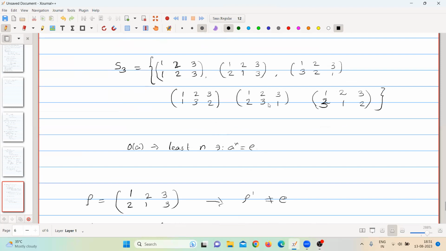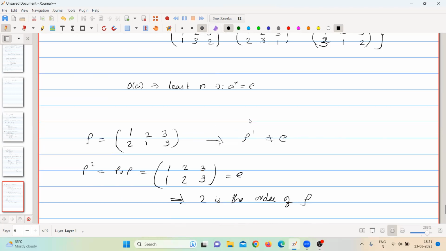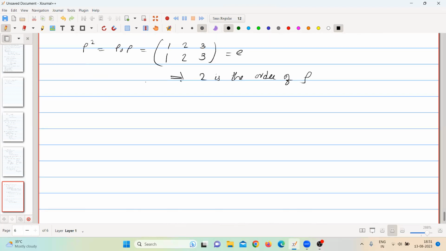Okay, for example, if I am taking this element, suppose sigma equals (1 2)(2 3)(3 1). What will be the order of sigma? Ma'am, 3. Yeah, 3 is the order of sigma. Sigma is not identity here. And in the next case, we can consider sigma square. What will be sigma square?